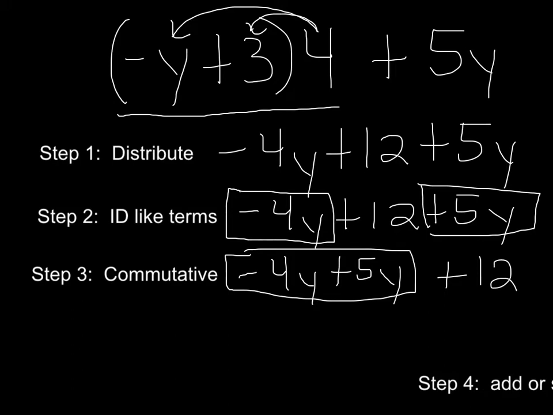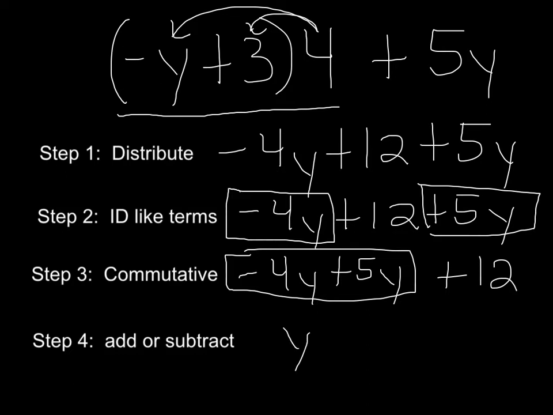And then my last step is going to be to add or subtract the integers. They're the coefficients that are the integers in front of your variable. So I'm going to add 4 plus 5 gives me 9y plus 12. So that's my simplified expression by using the distributive property, identifying the like terms, using the commutative property, and then adding or subtracting.